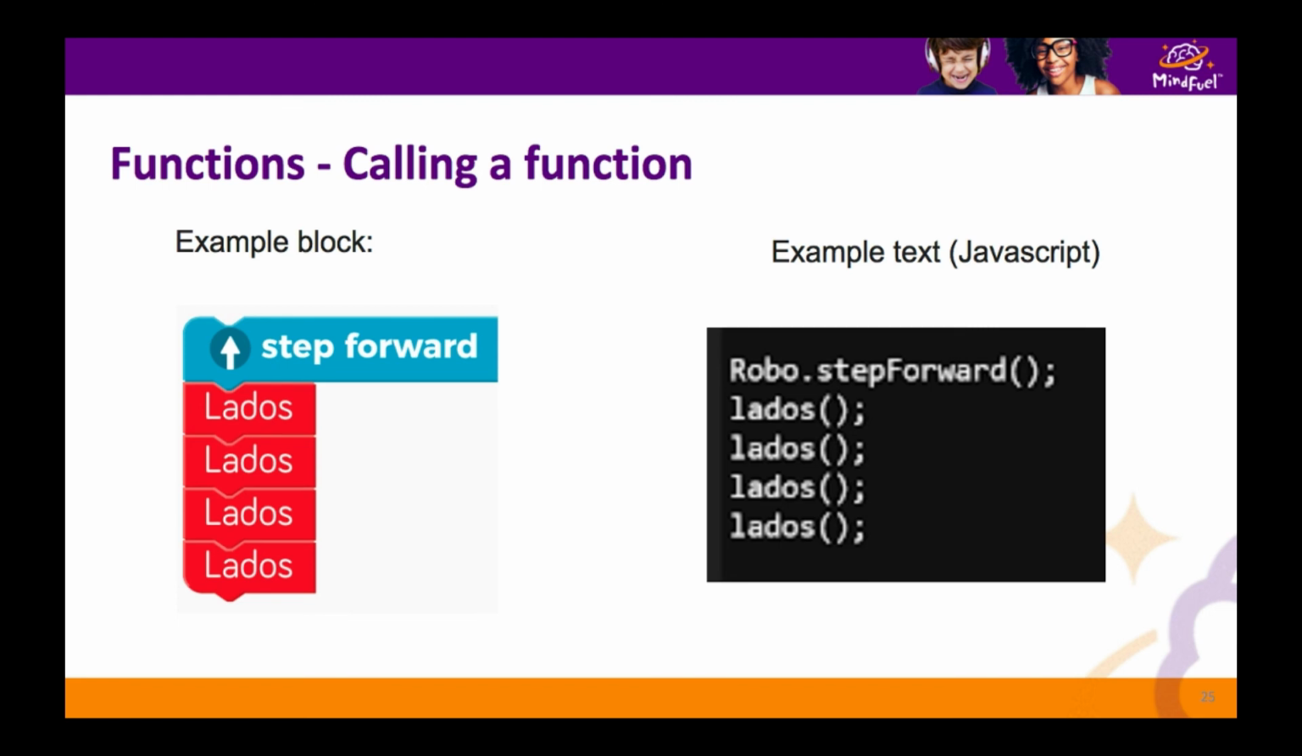Looking at the example code, what shape will be created or drawn by the computer when we are calling the function Lados 4 times? Feel free to pause the video and go back to the previous slide. If you answered a square, you are correct. The computer will rotate right, step forward 3 times, then repeat that sequence 3 more times.